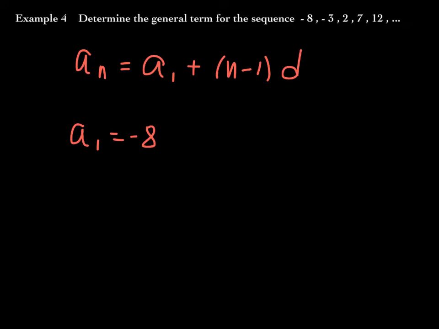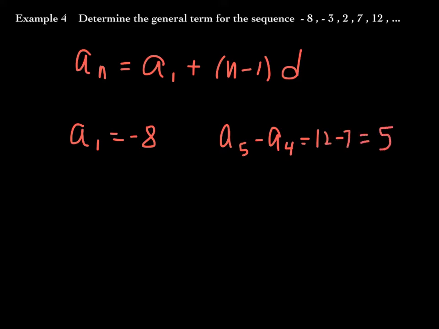To find the common difference, let's take a pair of successive terms. In the previous example, I took the first and second term, but you can take any pair of successive terms. So I'm going to take the last term that's given, the fifth term. a sub 5 minus a sub 4, so I'm going to do 12 minus 7. Okay, the common difference is 5.